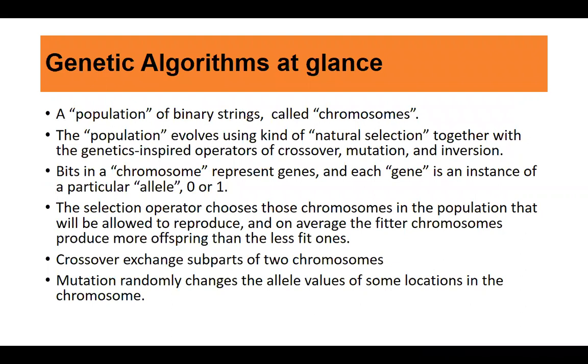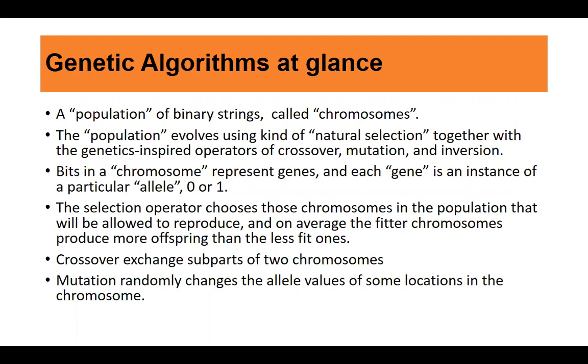The population consists of binary strings, which we call chromosomes. The population evolves using a kind of natural selection together with genetics-inspired operators, that is crossover, mutation, inversion, etc. Bits in a chromosome represent genes, and each gene is an instance of a particular allele, that is 0 or 1. So in short, chromosomes are strings of bits, and a bit is nothing but 0 or 1.